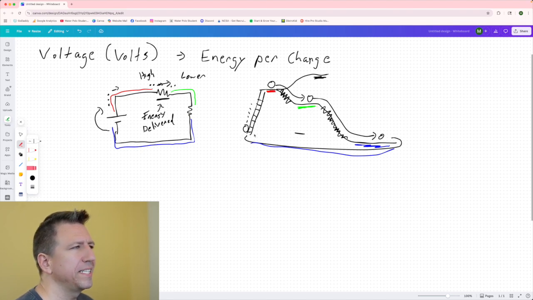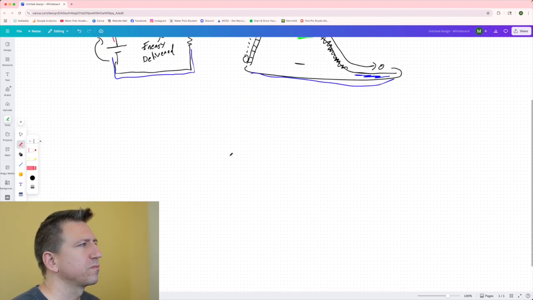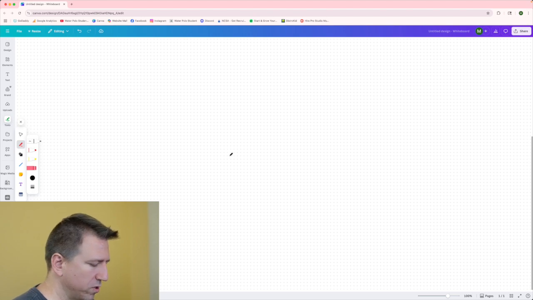So the only things that are adding energy to the circuit are the batteries or the power sources, the ladders of the circuit, if you will. And that's the idea of what we call voltage. So let's take a look at this in more of a circuit solution context.